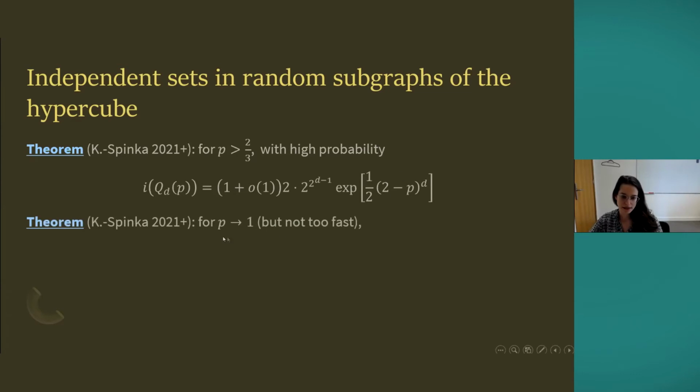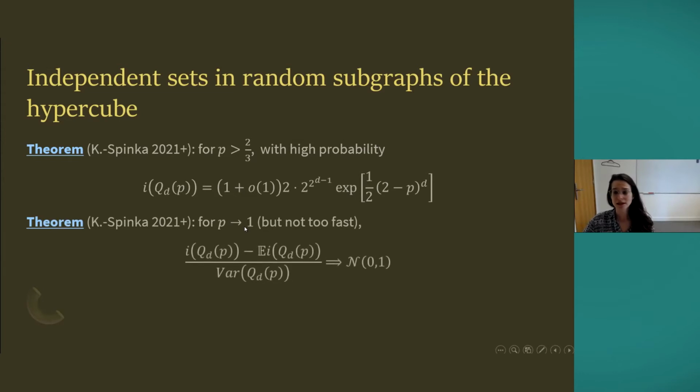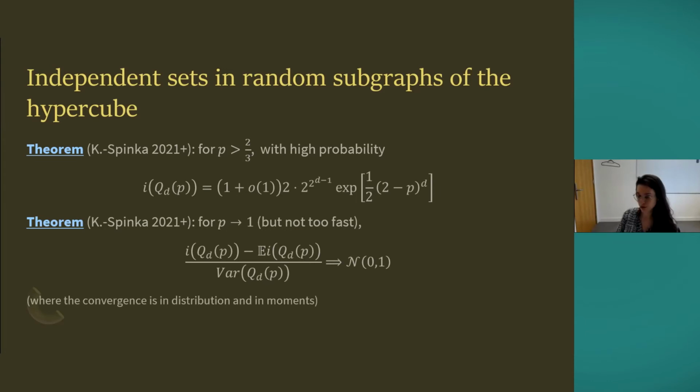And the last thing that I will mention, another result that it will give us, is that if p is even larger, so p is tending to 1, but not too fast, not too close to 1, then we can actually give much more information. We know that the total number of independent sets is normally distributed after the proper normalization, and the convergence is both in distribution and with moments. The way we prove it is that we find the moments of the total number of independent sets in our graph.